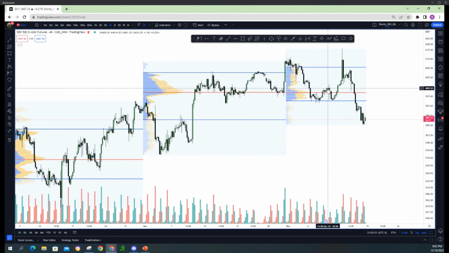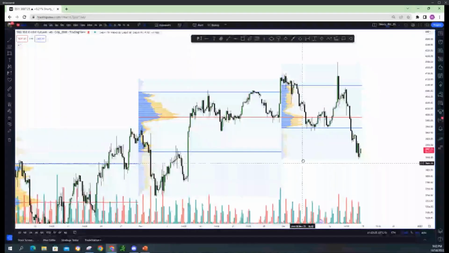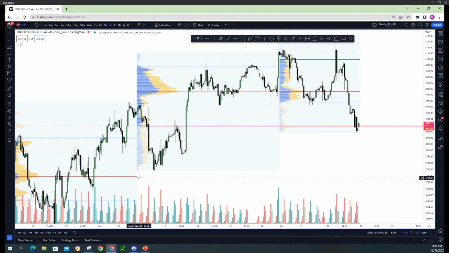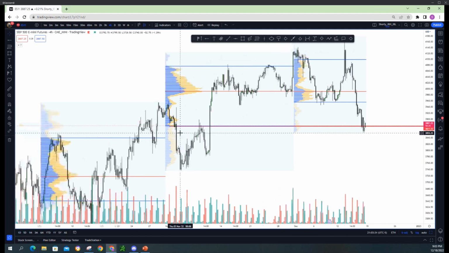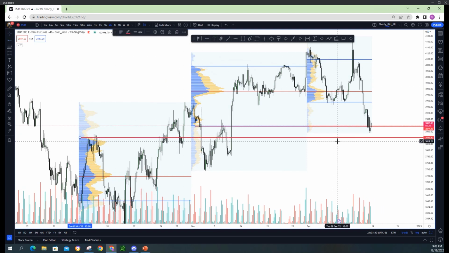So here's my month of December, here's my November. And what do you guys see here? Just quickly, if you look at my November value area, where are we bouncing? Right at the November value area. We're trying to hold the November value area. Otherwise, we might go to the October and get a bounce from there, right?